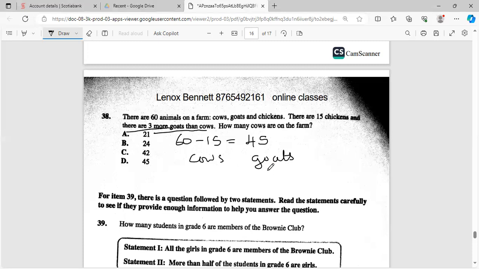So as these two need to add up to 45, right? You could have a combination of, let me see, 22 and 23. No, that couldn't work. So basically, let me see, 21 plus 3 more would be 24. So that will give you a combination of 45, and it's also 3 more. So how many cows? Cows are the smaller ones, so it's 21. It couldn't be 24 because 24 plus 3 would be 27. Nice question, nice question.